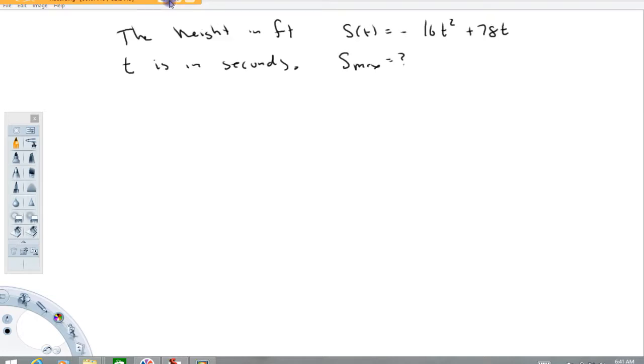All right, folks, I'm back. So we're going to look at the next application problem in your handout. It says the height in feet of a rock thrown straight up is given by the function s of t equals minus 16t squared plus 78t, where t is the time in seconds. And although it doesn't say it, the s is representing the height. Now, why wouldn't they just say h for height? I don't know.